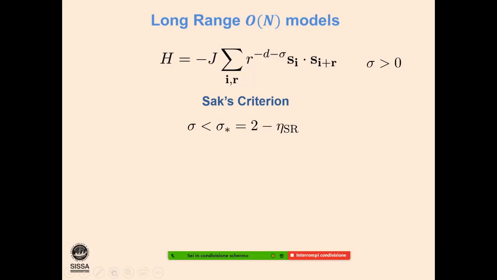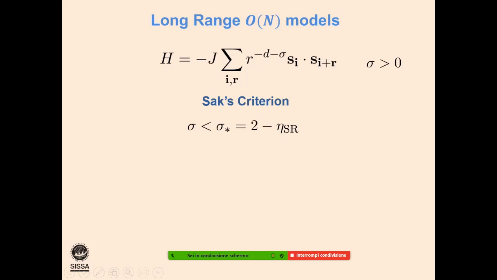In particular, this happens within the so-called SAC criterion when sigma is less than this critical value 2 minus eta short range, where eta short range is nothing but the anomalous dimension of the short range phase, which corresponds to sigma equal to infinity. Then, when sigma is greater than this value, we basically don't see any change in the universal quantities at the critical point, while this happens in this other region.